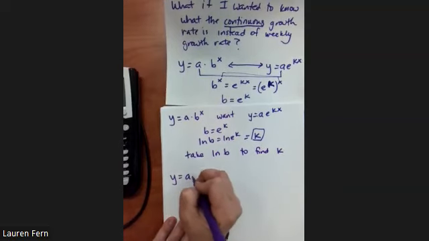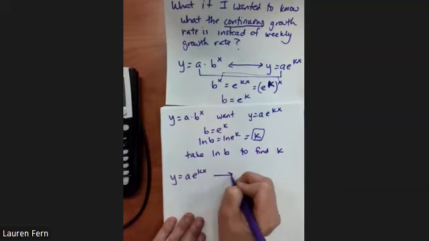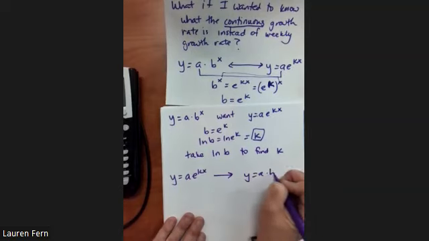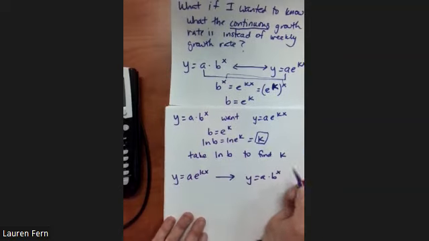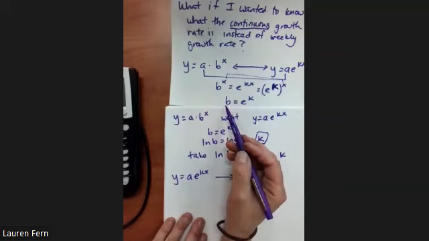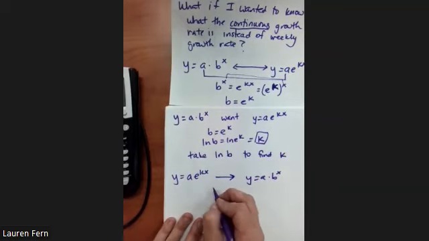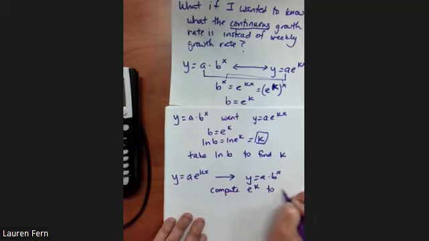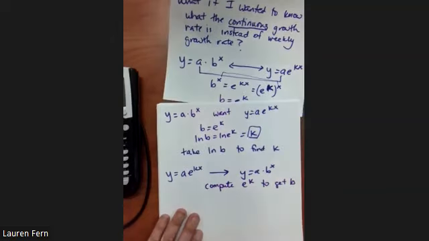If you're starting in this form and want this form, what we see is that b is equal to e to the k. So all you do is compute e to the k to get b.